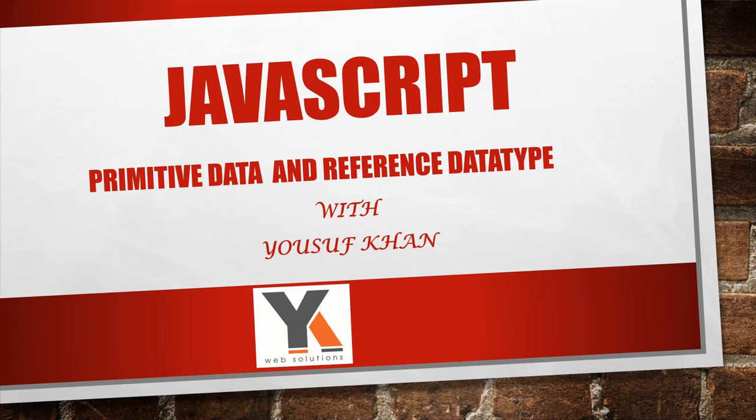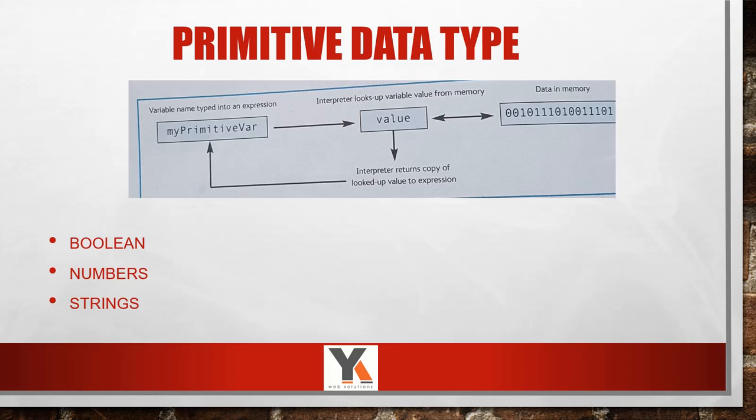So what is a primitive data type? Primitive data types always represent a single value, such as a number, boolean or string. The mechanism, as you see in this picture: we write the variable name in an expression, then the JavaScript interpreter looks up the variable's data in memory and returns a copy of it, and that's how it works.